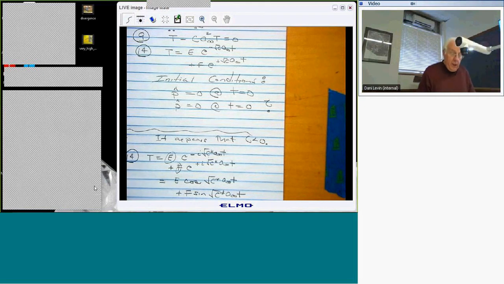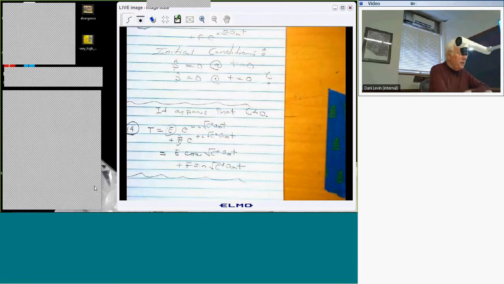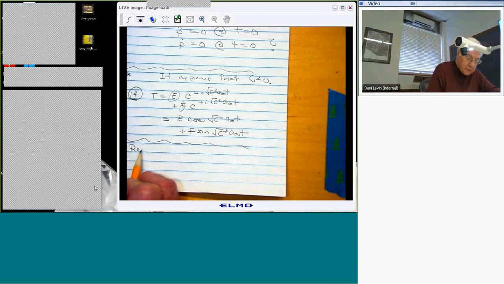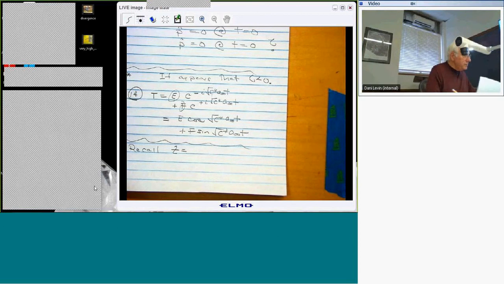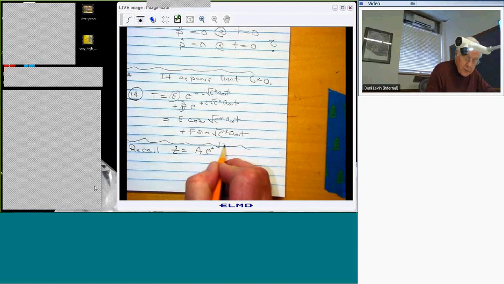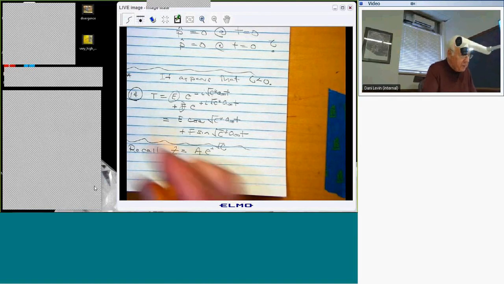Okay, but now that I've done that, I still haven't applied the initial conditions, by the way, right? I still haven't done that. Now let's go back and think about what we need to do about Z. Remember? Recall Z we assumed was what? We assumed that Z was A e to the plus square root of C. I think you can still read that. Well, let me know.